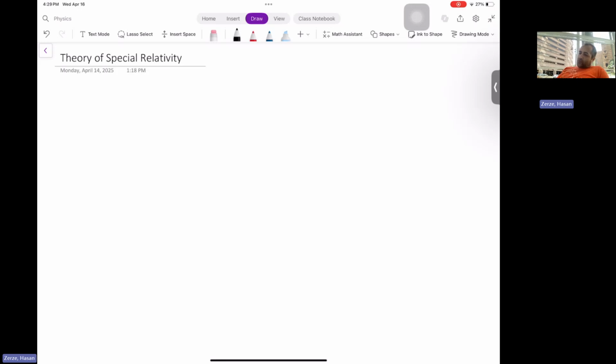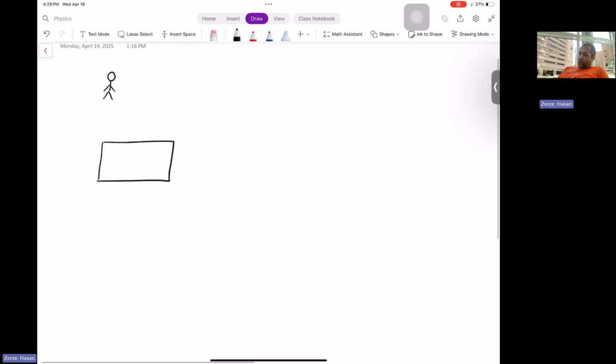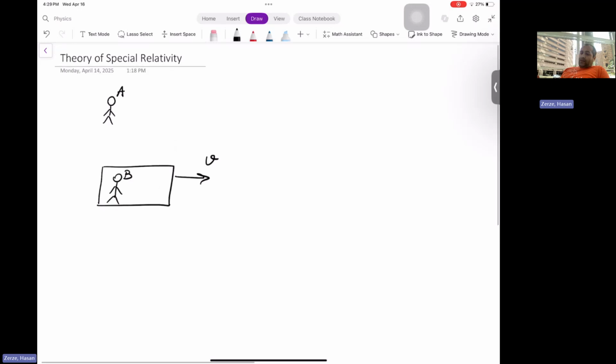So let's start. Suppose you have an observer here, and you have another observer here, and one of the observers is moving with the speed of v with respect to the other. Suppose the observer A is stationary and observer B is moving with a velocity of v with respect to the other. And what we would like to find out is how the length and time measured by the observer A is related to the time and length measured by the observer B.